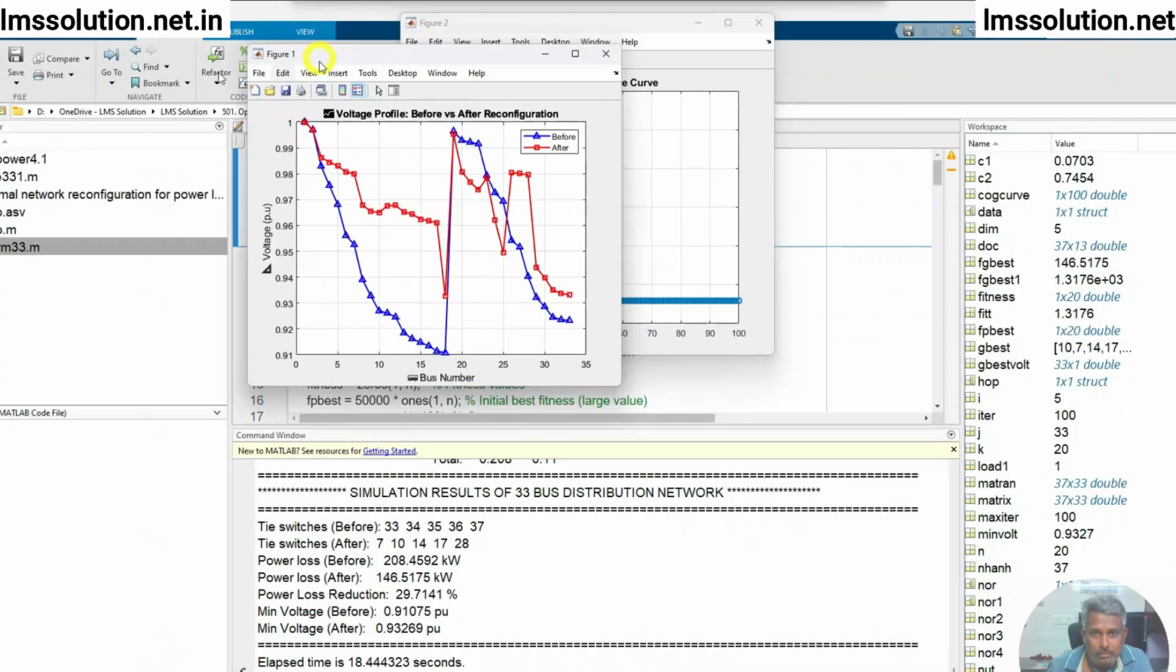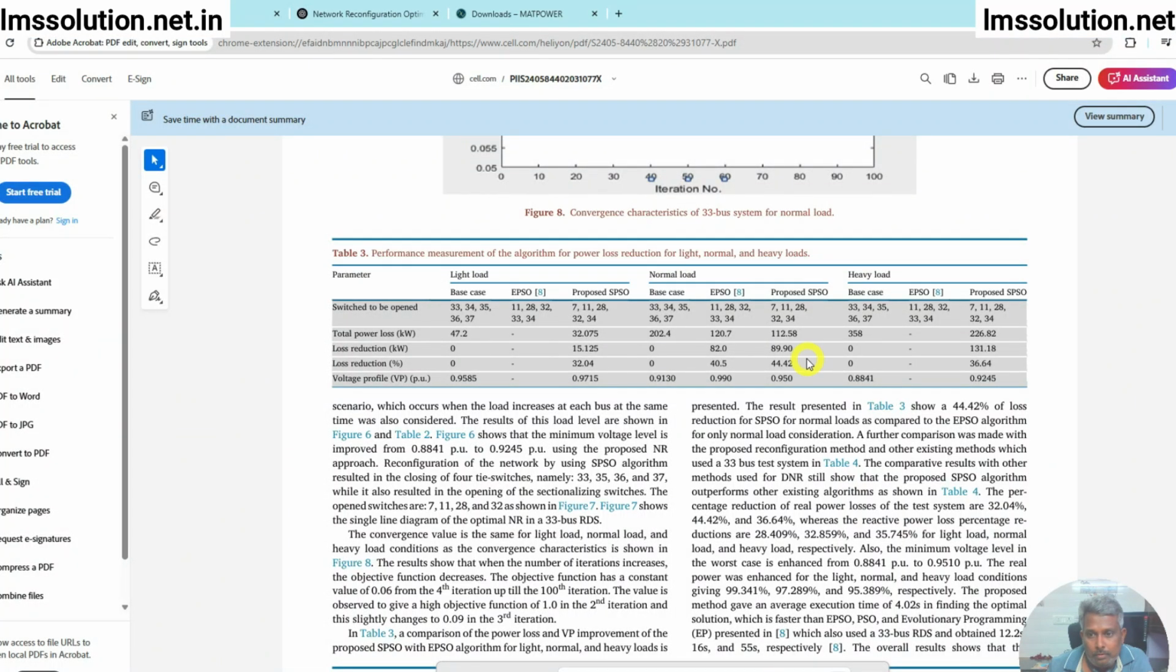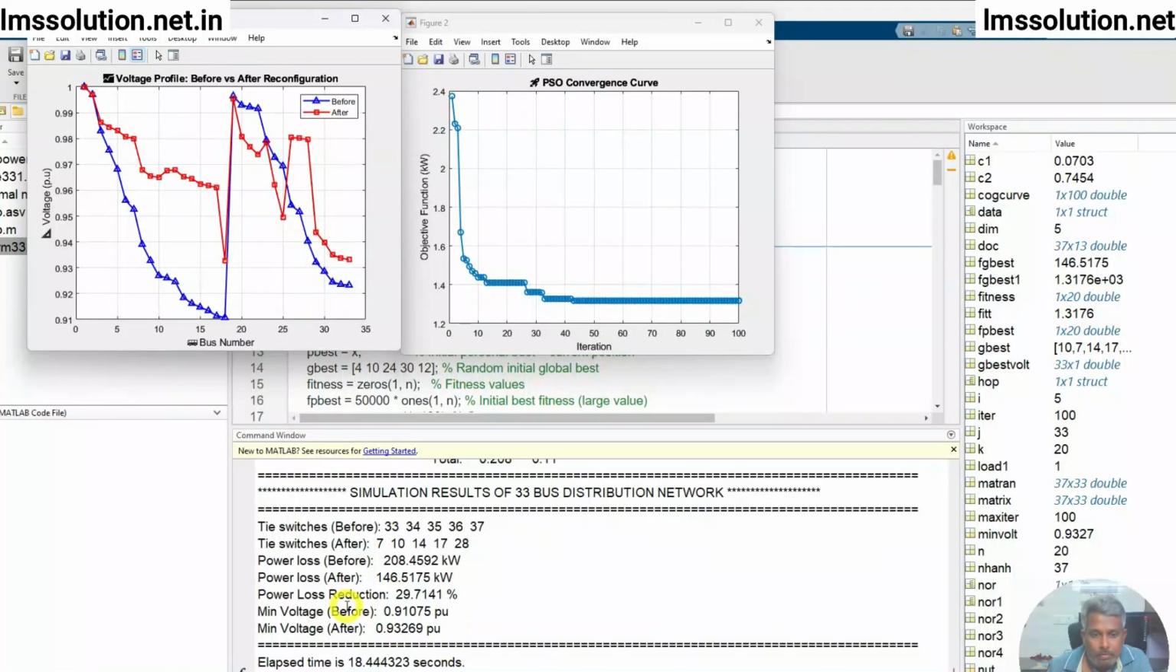So now we are getting this result. So before and this is after, red color is after, and then this is a convergence graph. Let me go there, right? So here it will be 112.58, but we are getting around 146. Okay, so for the normal case we are getting a higher value, but we need to keep on executing this program several times, then you will get the result.